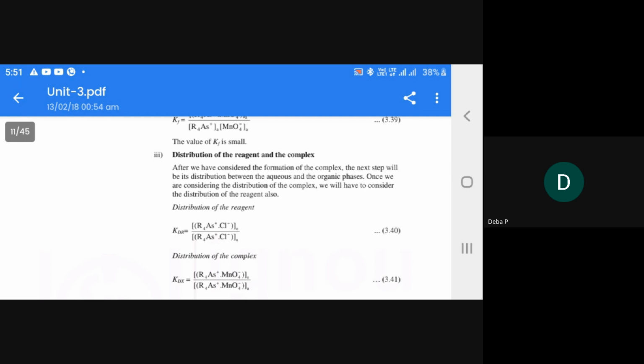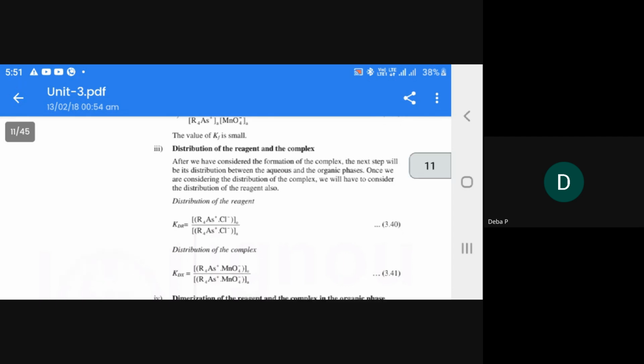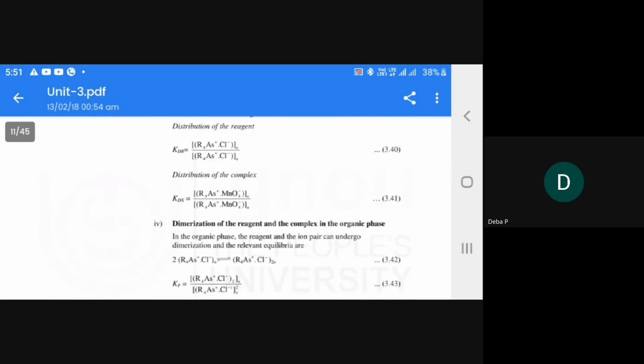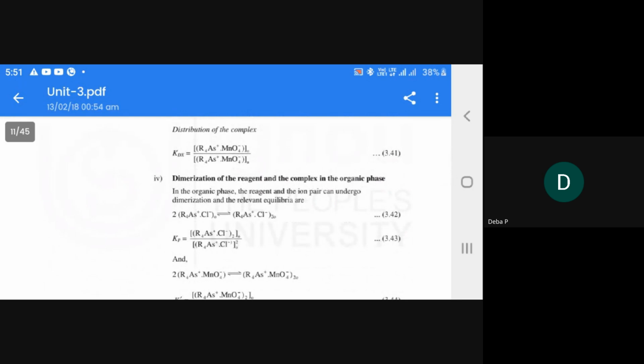Okay, anyway, so the distribution of the reagent and the complex. The distribution of the reagent will be in aqueous and organic phase. The equation will be like this: R4As+Cl- in organic phase to R4As+Cl- in aqueous phase. Then the distribution of the complex KDX, the equation will be like this. Then if there will be dimerization, then dimerization of the reagent and the complex in organic phase. So we have to consider that one. Complex will dimerize. So Kp, that means polymerization, Kp we have to give according to this equation.